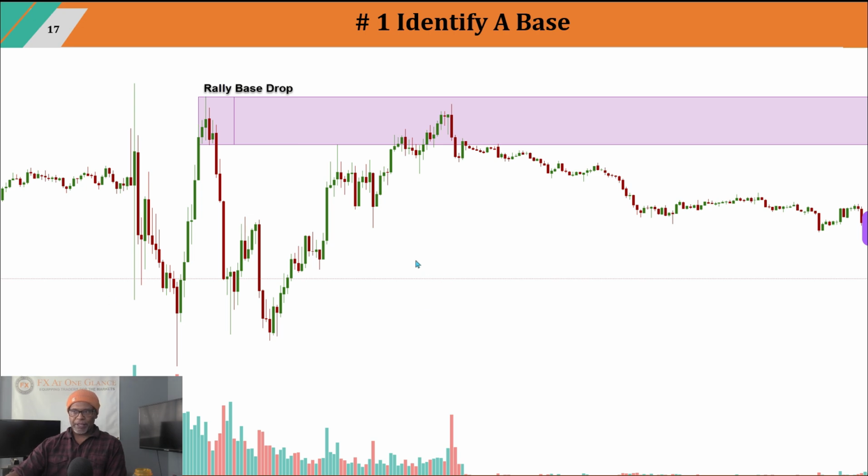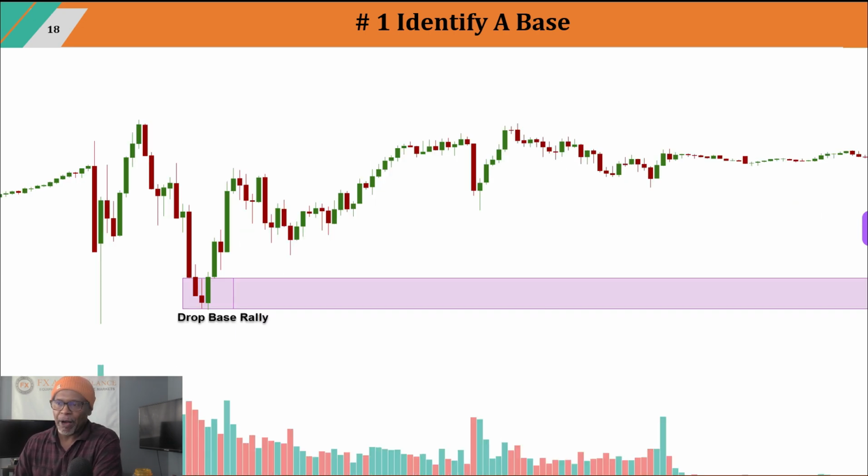And this here is a rally-base-drop supply zone, and it represents a reversal if price breaks structure. But if it doesn't break structure, it represents a ranging market. So the structure would be here. And as you see, we have the rally, base, drop. Price didn't break this structure here, and therefore we probably assume that price may be in a ranging area at this point.